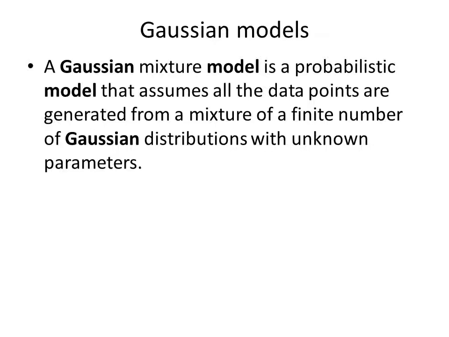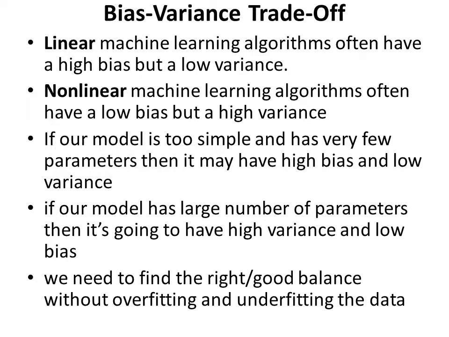Gaussian mixture model. A Gaussian mixture model is a probabilistic model that assumes all the data points are generated from a mixture of a finite number of Gaussian distributions with unknown parameters. Bias variance trade-off. The next topic is the bias variance trade-off.